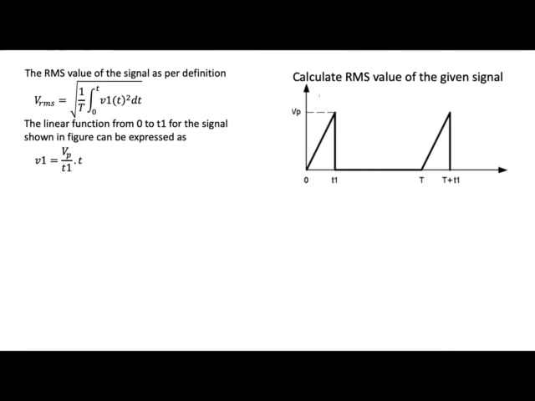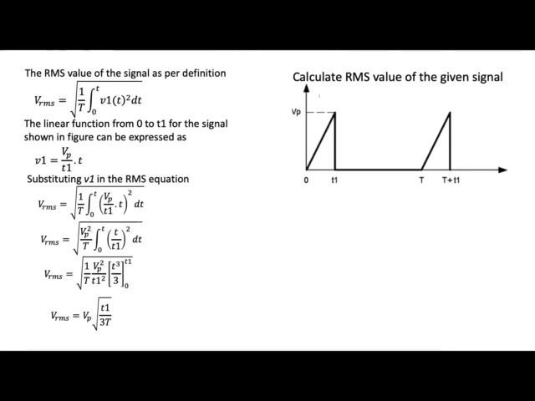Now for the given signal, the equation can be written as a straight line equation because it is crossing from 0, so no constants. It is only y = mx. So what is the slope m? Slope m is Vp by T1, and therefore the equation of the voltage will be Vp by T1 into t. Now substitute that in the VRMS equation, and you will get the square root of 1 by T, integral from 0 to T1, of (Vp by T1 times t) whole squared dt. After integration, you will get the value of VRMS as Vp times the square root of T1 by 3T.